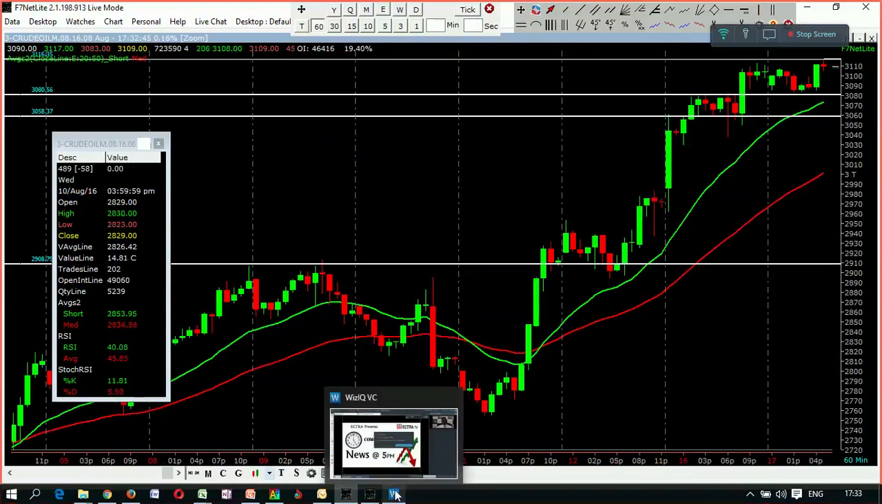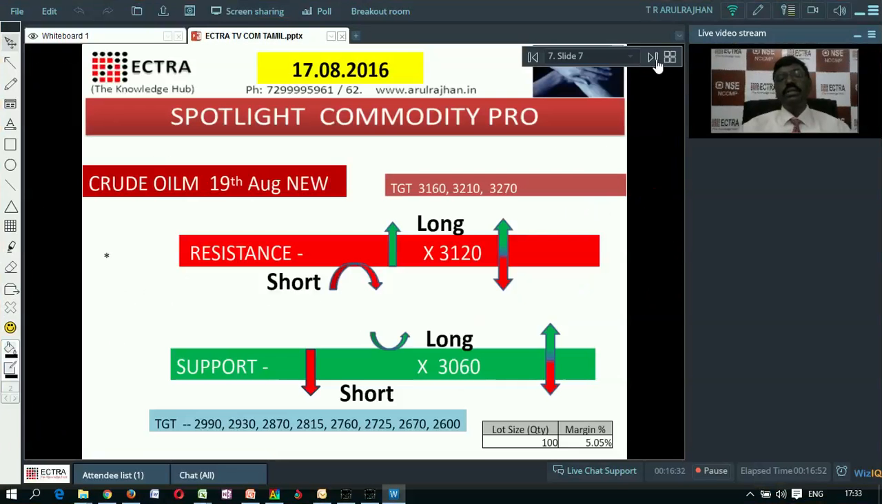I also suggest some guidelines to people. I'll just show you crude. These are the guidelines I gave in the morning. The resistance level is 3120, the support level is 3060. So the moment it crosses 3120, you can take a long, keeping the stop loss at 3060. If it breaks 3060 on the lower side, we can go short, keeping 3120 as our stop loss. This is how we should trade crude for the day, 17/8/2016.